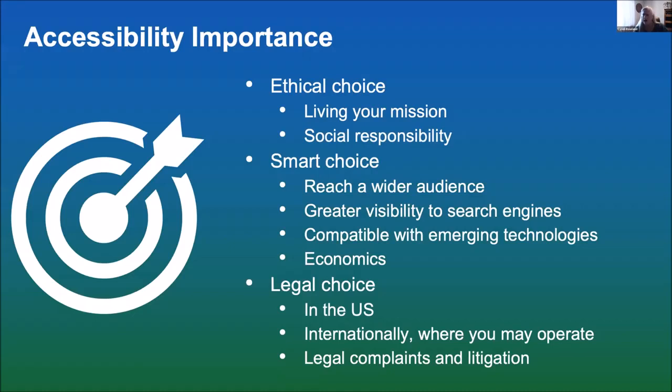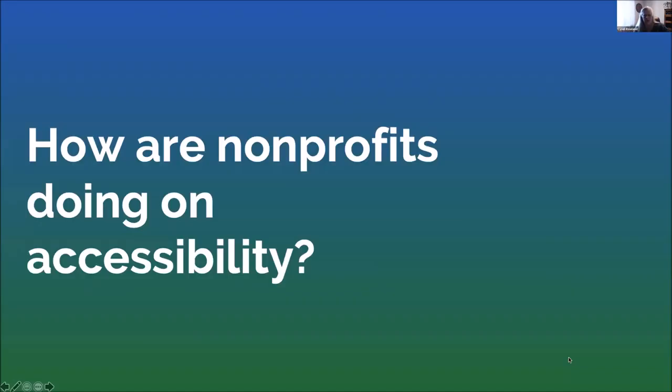So if you're working out in the broader world, just know that there may be local laws in place that would require that your content is accessible as well. Okay, I'm going to try to clip along here a little quicker.